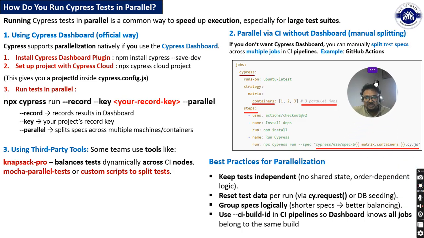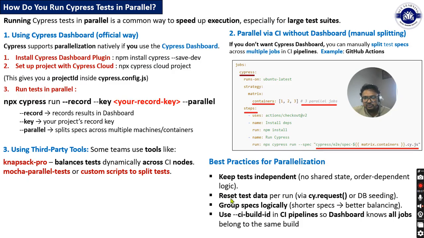And what are the best practices for parallelization? Keep the test cases independent: no shared state, no order-dependent logic. Just keep each and every test case independent of each other. So if one of them fails, it will not affect the others, they will still run. Okay, then reset the test data per run.